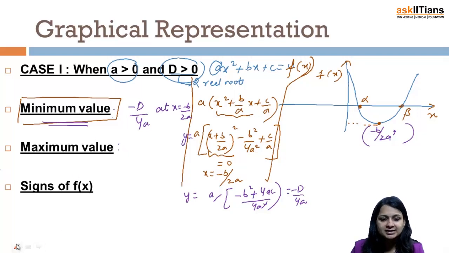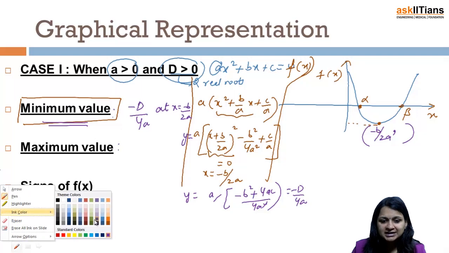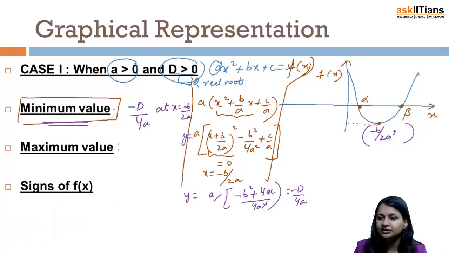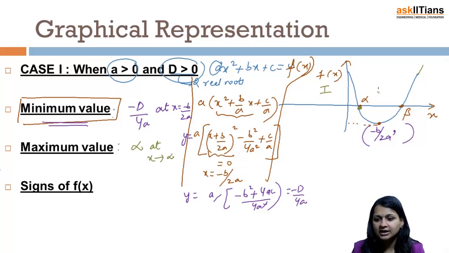Now the maximum value. If I talk about the maximum value, students, you can easily see that the maximum value is infinity, here also, here also. So the maximum value is infinity, and that too occurs when x is approaching infinity. Now I want to understand the sign of f(x): when it is positive, when it is 0, when it is negative. You can easily see that when x is equal to alpha or beta, it is 0. So basically how many regions do I have? First region, second region and third region.